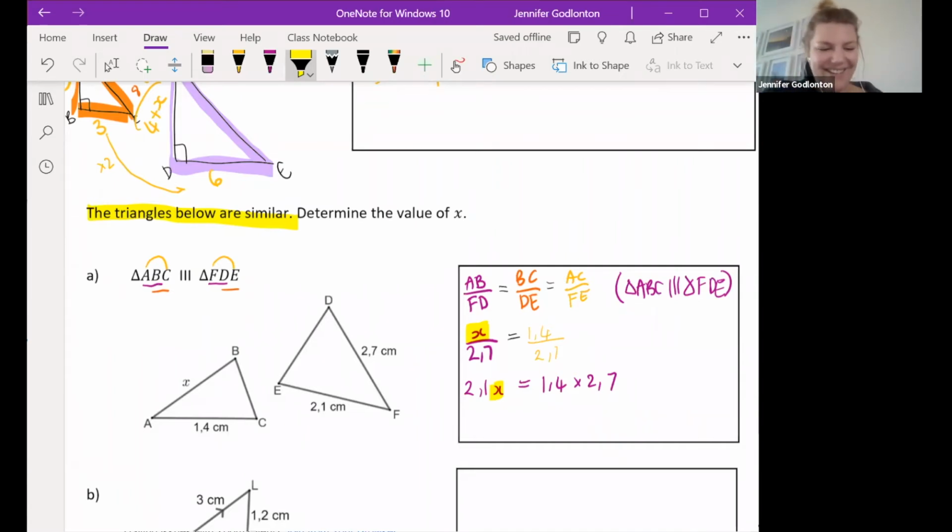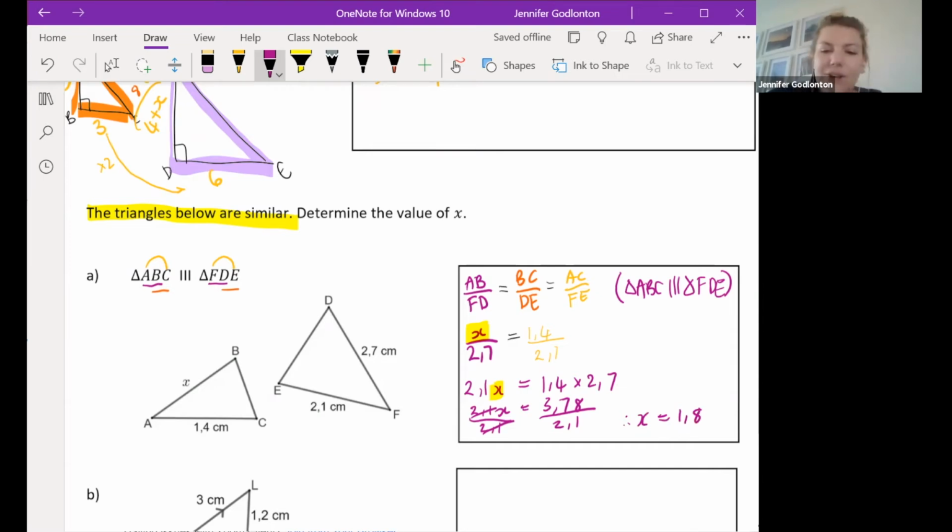Okay, here we go. 1,4 times 2,7. That's going to give us 3,78. So we're going to have 2,1x is equal to 3,78. Okay, where do we go to from there? Now I'm trying to get x. You divide by 2,1 on both sides. Good. I'm going to divide by my coefficient of x on both sides. And what am I going to get? I'm going to get 1,8.